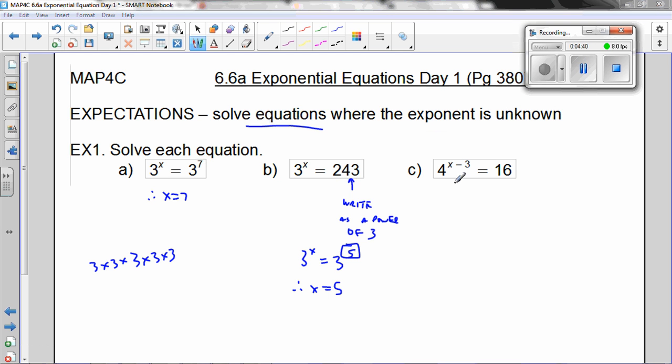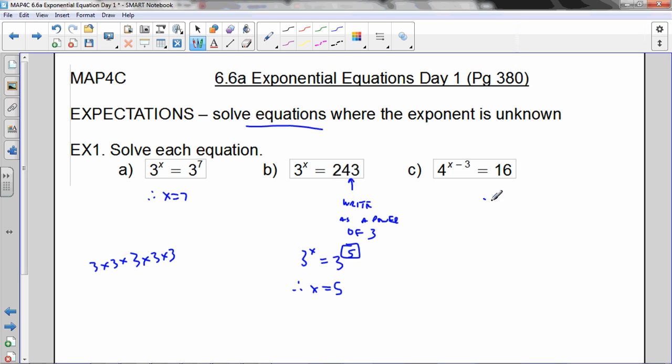And so in this one, it's not base 3, it's base 4. So what I'd like to do, if I can get this side as 4 to the exponent something, I'll be moving in the right direction. I'm just writing this side down, but 16 is 4 to the exponent what? Well, it's 4 squared, isn't it? So since the bases are the same, that means the exponents are the same.